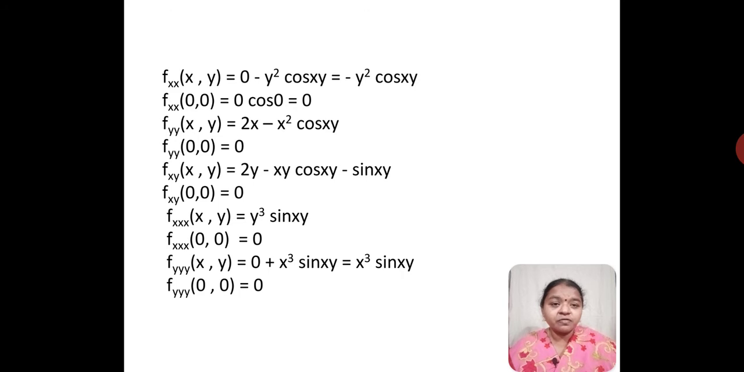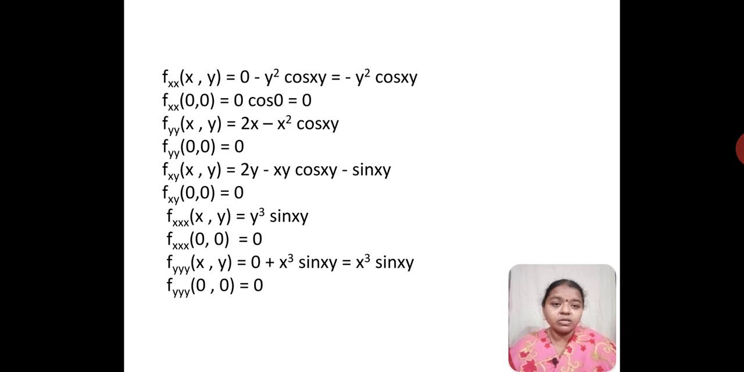Now next step is f triple x of x comma y. This is nothing but we are going to differentiate f double x partially with respect to x. Now f double x value is here itself, which is minus y square cos xy. I'm again going to differentiate this partially with respect to x. Here minus y square is a constant. So when I differentiate cos xy, I'll be getting minus sin xy into y. So on combining them, I get minus into minus becomes plus, y square into y becomes y cube sin xy. Again when you put x is equal to 0, y is equal to 0, f triple x of 0 comma 0 becomes 0.